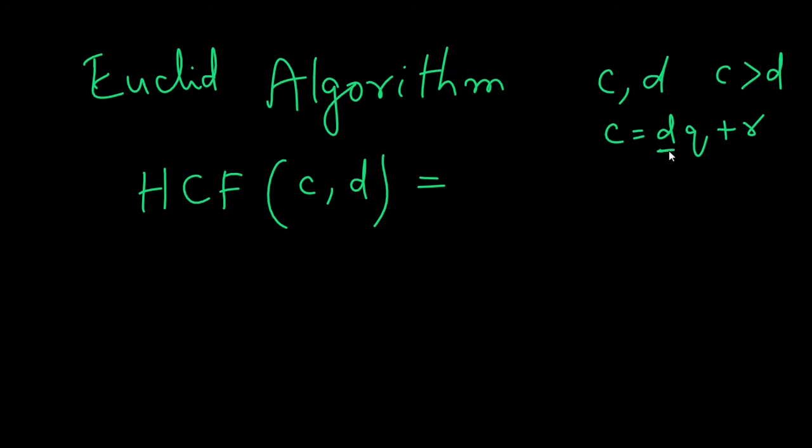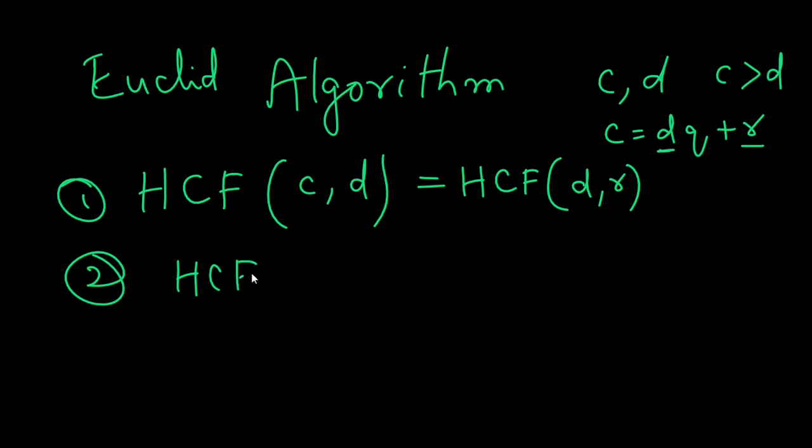So now we will consider D and R. HCF of C and D is equal to HCF of D and R. The second one is HCF of a factor. HCF of a multiple and a factor is equal to the factor. HCF of MA and A is A. Considering these two properties of HCF, this algorithm is prepared.